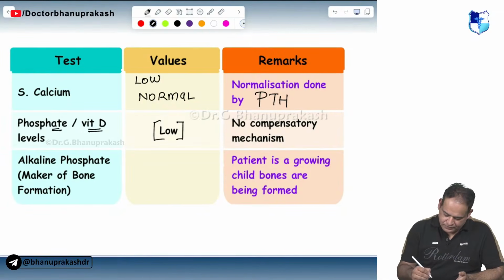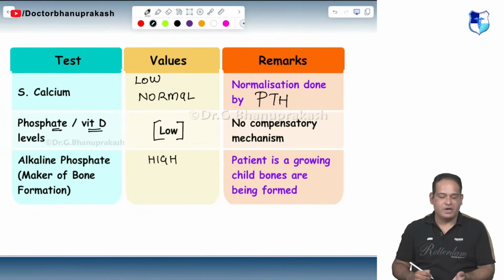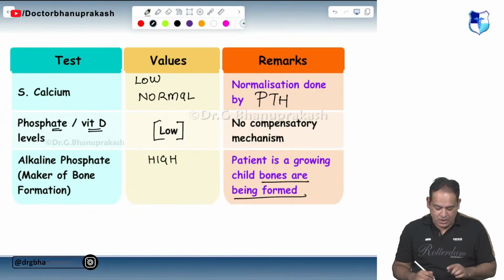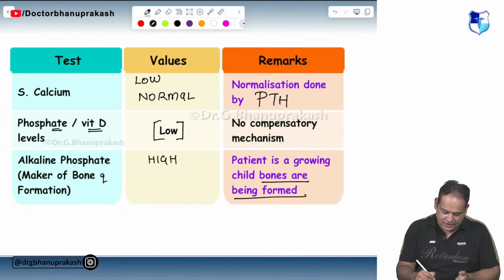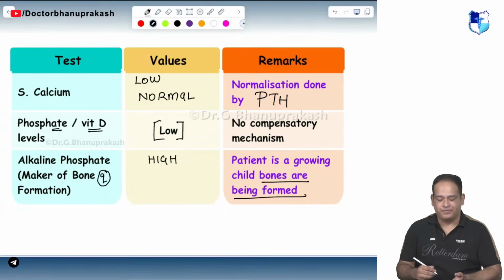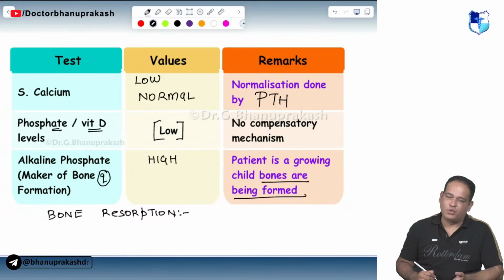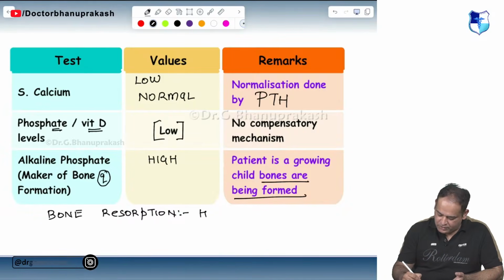Okay. Now, alkaline phosphatase levels are high. Remember, our patient is a growing child and bones are being formed. So alkaline phosphatase is a marker of bone formation. Now, if alkaline phosphatase is a marker of bone formation, what is the marker of bone resorption? What is the marker of bone resorption? Hydroxyproline and deoxypyridinoline.